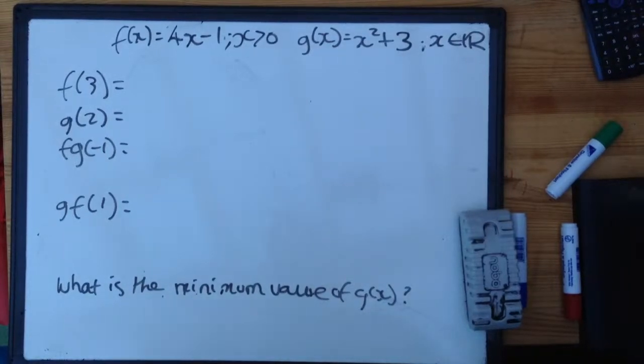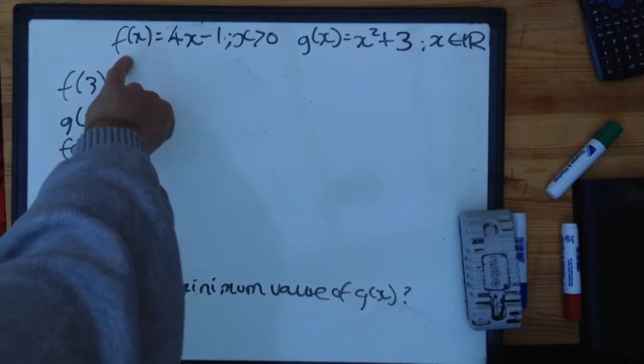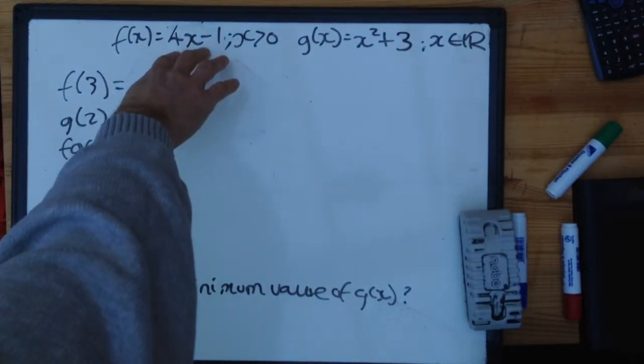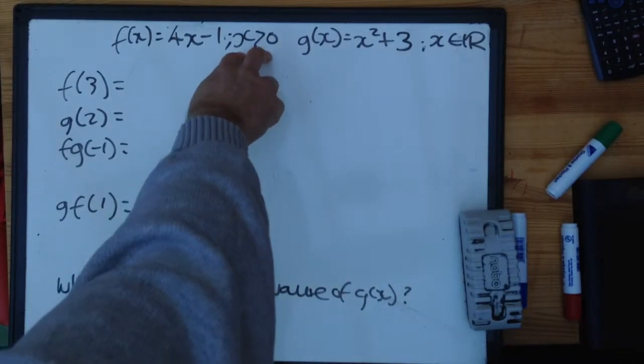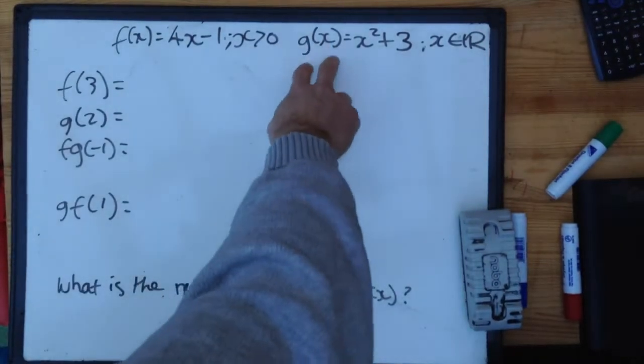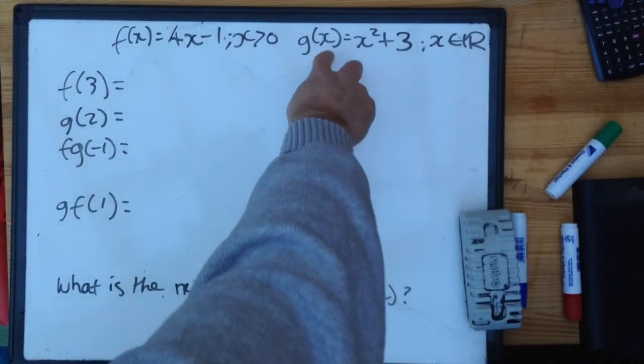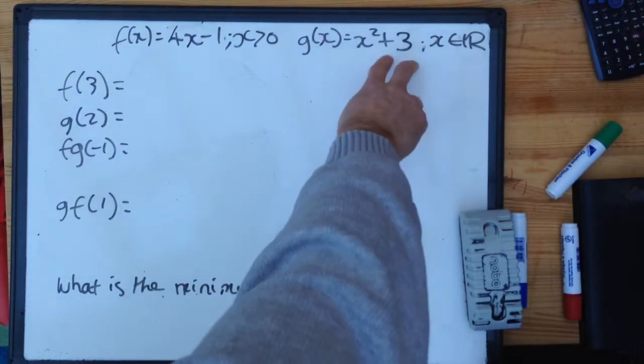Right, we're going to look at some functions here. Functions just being number machines. Our f number machine takes our x values, times them by 4 and subtracts 1. And we're allowed to put any x values in bigger than 0. That's a domain. Our g function takes values of x, squares them, then adds 3 to get its output.